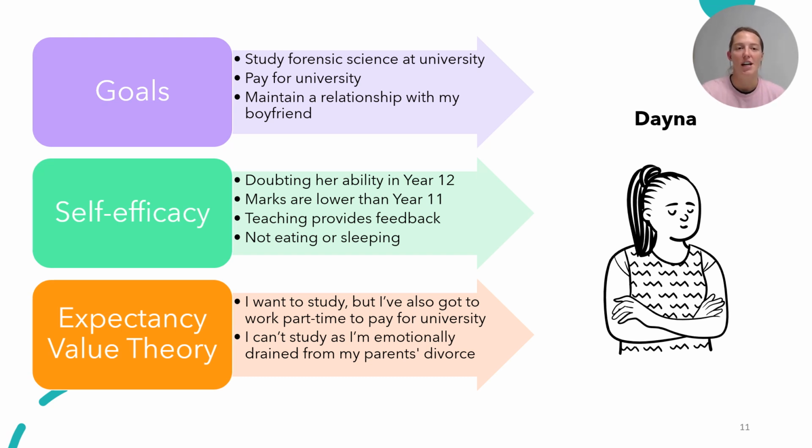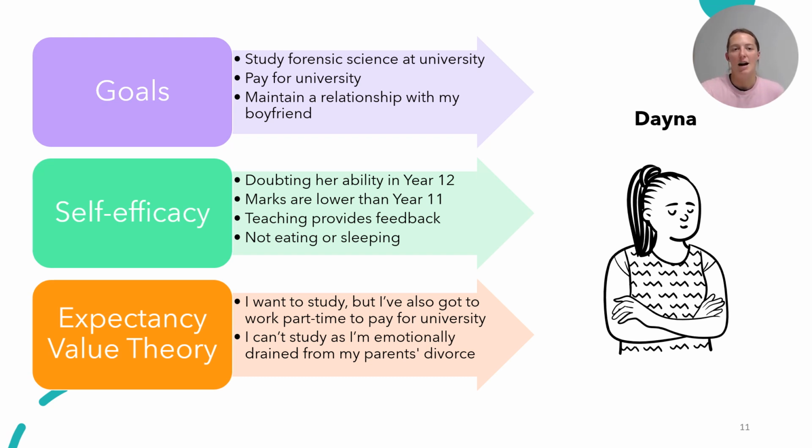And then we've got her self-efficacy. Her performance accomplishments start to decrease. Her teacher provides her feedback, however, it reconfirms her poor performance accomplishments. And then she's not eating or sleeping due to emotional indexes, like the emotional indexes that we looked at, the emotional toll of everything going on in her life. So of course her motivation is going to decrease.